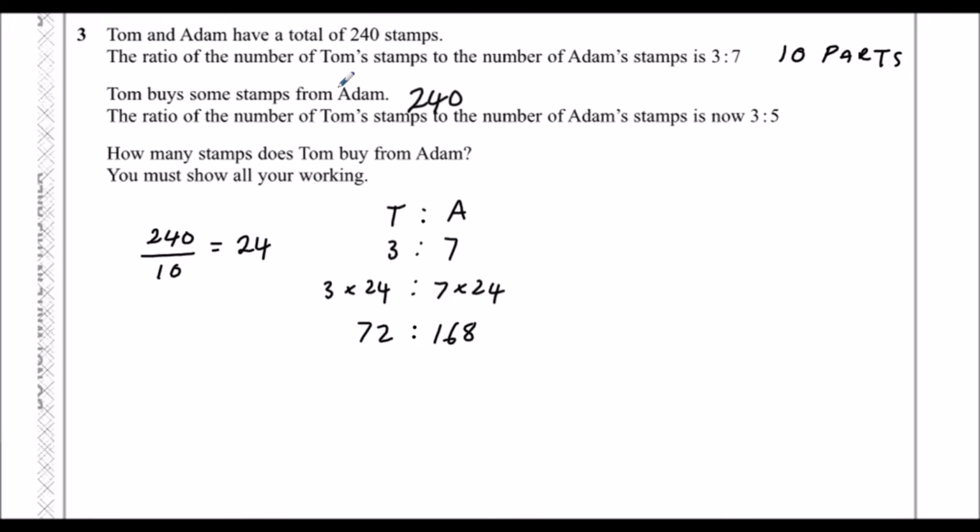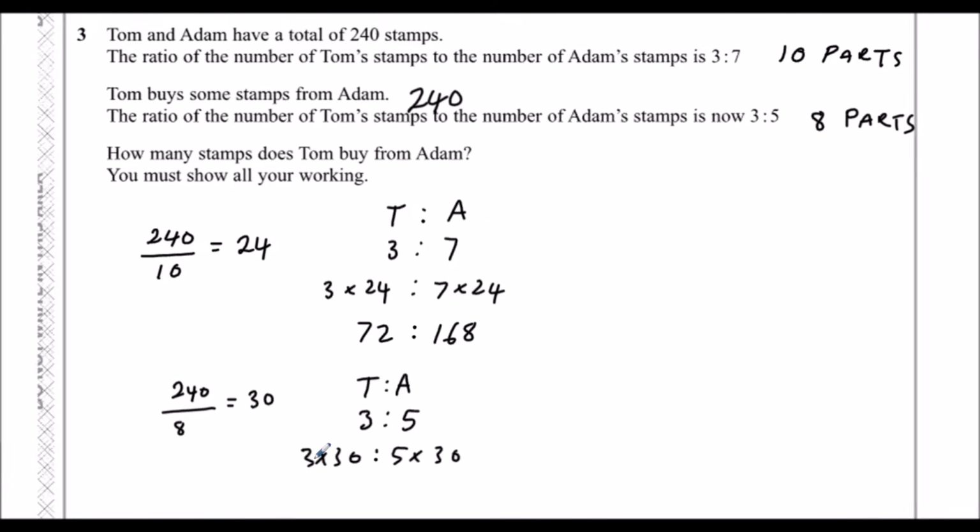But then Tom buys some stamps from Adam. So there's now 3 to 5 as the ratio. 3 and 5 added together is 8. So now there are 8 parts. So 240 divided by 8 is 30. So now each part is worth 30. So again, we've got Tom and Adam in the ratio 3 to 5 this time. Now it's 3 times 30 and 5 times 30. 3 30s are 90. 5 30s are 150.